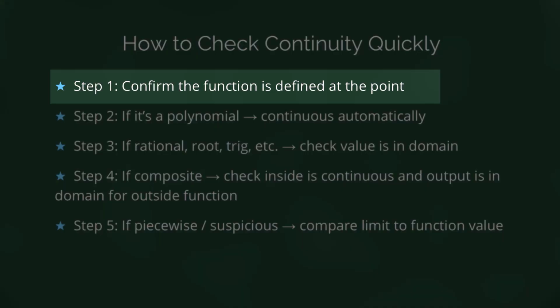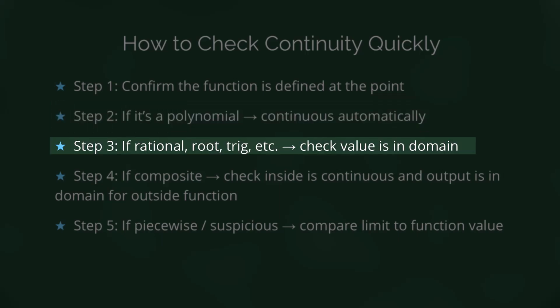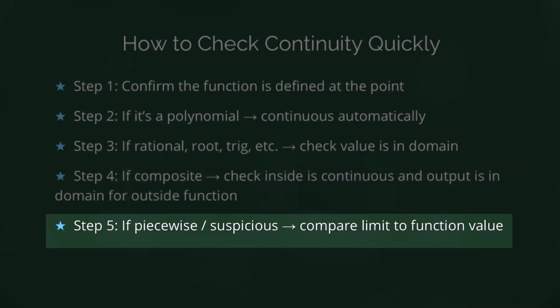This gives us a process for determining whether or not a function is continuous. First, we have to check whether the function is defined at the given point. Second, if it's a polynomial, we get continuity for free. Third, if it's one of our familiar functions, rational, root, trig, logarithms, etc., we're just going to check that the value is in the domain and then conclude continuity based on that. If it's a composite, we're going to check that the inside function is continuous and that the output is in the domain for the outside function. If it's piecewise or suspicious, we're going to have to look at the limit in order to examine whether or not the function is continuous at the given value.